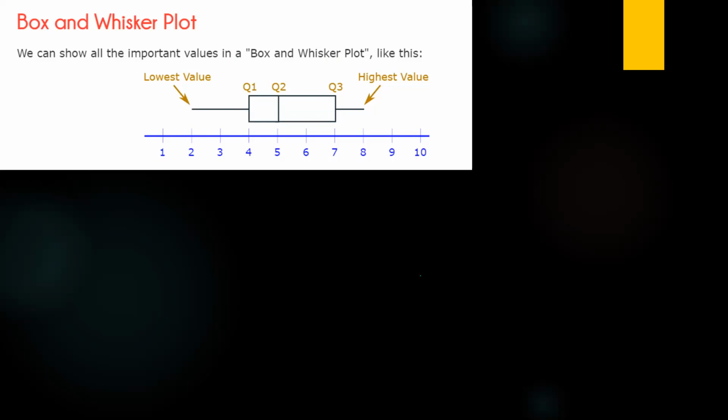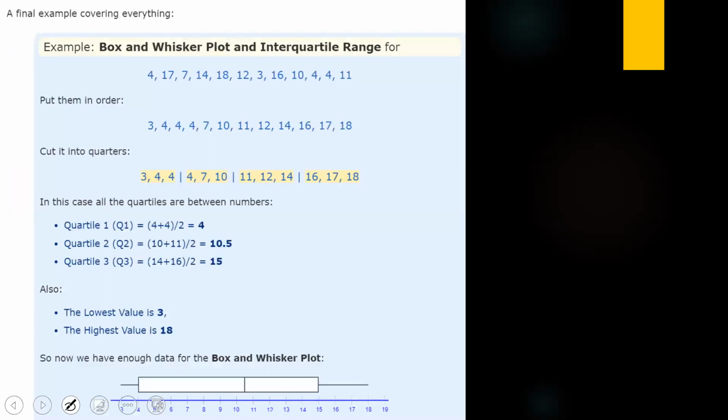It shows the lowest and the greatest value. It shows Q1, Q2, and Q3. I want to represent them now. Look at these numbers here: 4, 17, 7, 14, 18, 12, 3, 6, 10, 4, 4, and 11. I want to order them. After we order them, we cut them into quarters. So here we have 3, 3, 3, 3 numbers. Where will the median be? It will be between 10 and 11, which is 10.5.